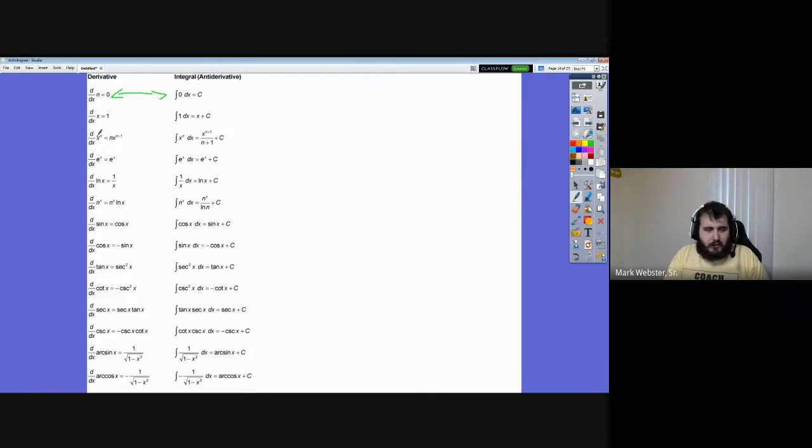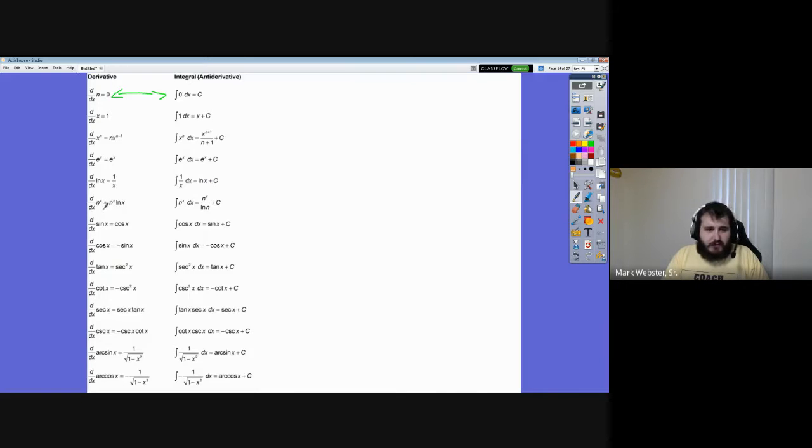Power rule, right? Derivative of x to the n is n times x to the n minus 1. Same power rule I showed you earlier. The integral of x to the n is you're going to raise the exponent by 1 and divide by that new number. The derivative of e to the x is e to the x. The integral of e to the x is e to the x, right? The derivative of natural log is 1 over x. The integral of 1 over x is natural log.